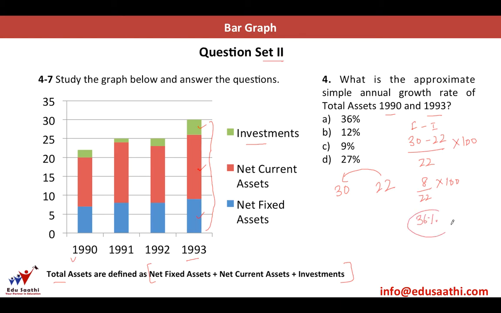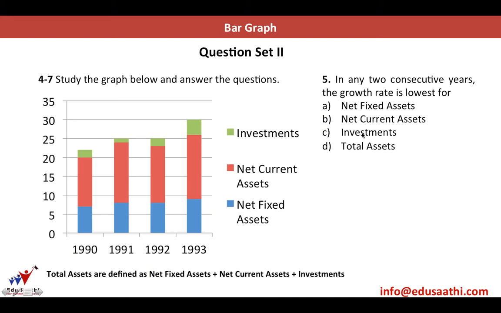But this is not the answer, because this is the growth from 1990 to 93, and we want the simple annual growth rate. So by the formula we did in the first lecture on DI, we'll divide this 36% by 3, which are the number of periods from 1990 to 1993. So 36% divided by 3 gives us 12% as the simple annual growth rate. Let's look at the next question here.